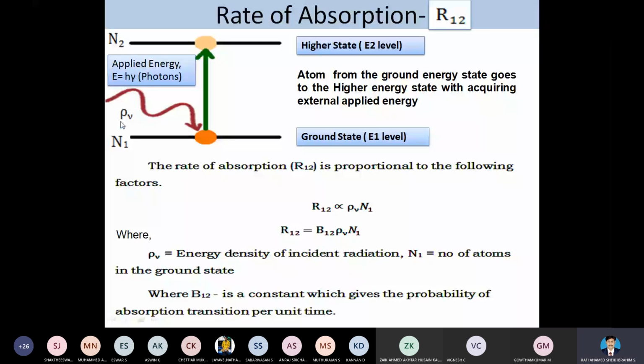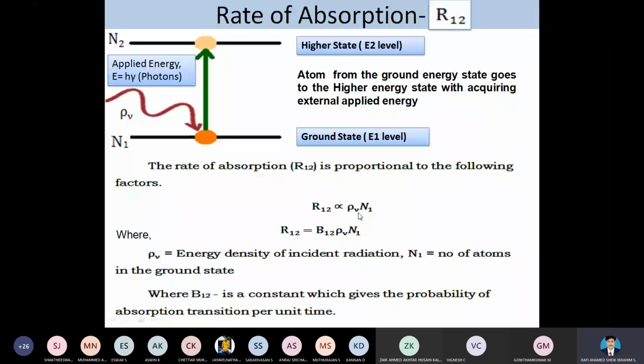Second, it depends on the number of atoms in the ground state. The number of ground state atoms is given by N1. Therefore, the rate of absorption is given by R12 proportional to rho v into N1. Rho v is the applied field, N1 is the ground state.